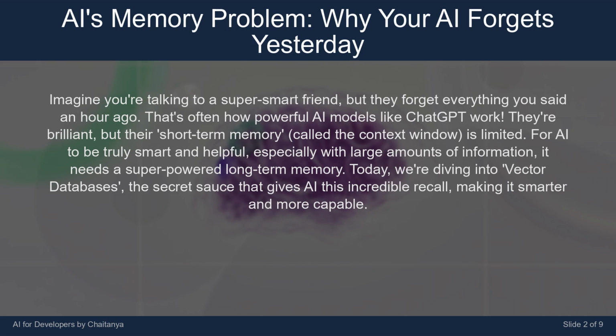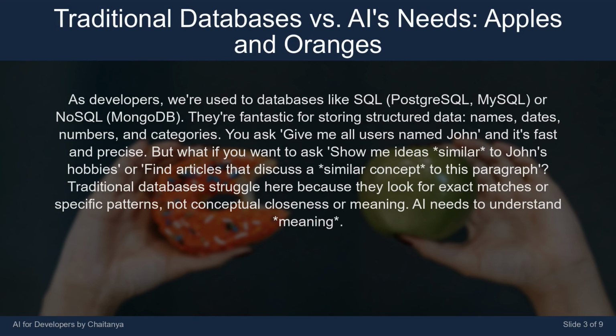For AI to be truly smart and helpful, especially with large amounts of information, it needs a super-powered long-term memory. Today, we're diving into vector databases, the secret sauce that gives AI this incredible recall, making it smarter and more capable. As developers, we're used to databases like SQL, PostgreSQL, MySQL, or NoSQL, MongoDB. They're fantastic for storing structured data: names, dates, numbers, and categories. You ask, give me all users named John, and it's fast and precise.